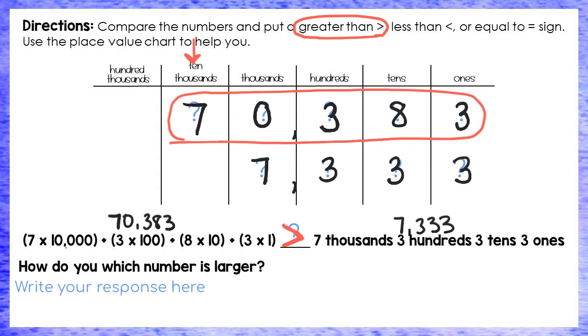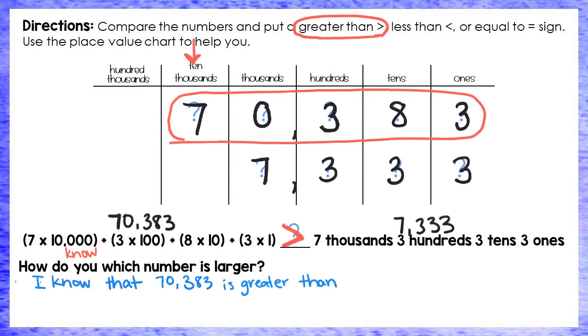Whoops, I forgot to write the word "know" here again. Silly me. All right. So I have written, I know that 70,383 is, and then I'm going to write the words greater than 7,333, because, so how do we know that 70,000 is larger?